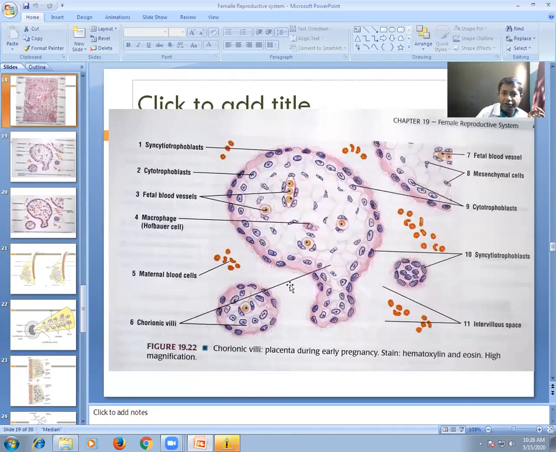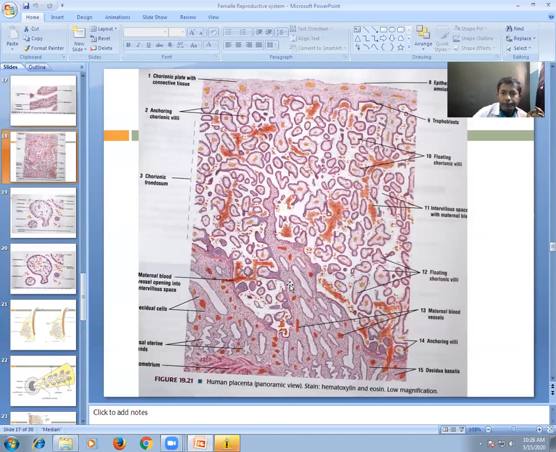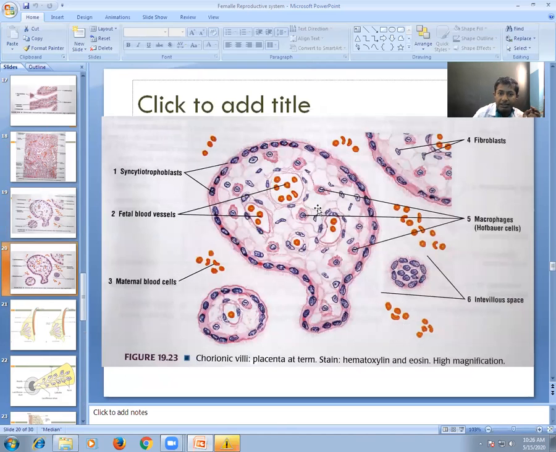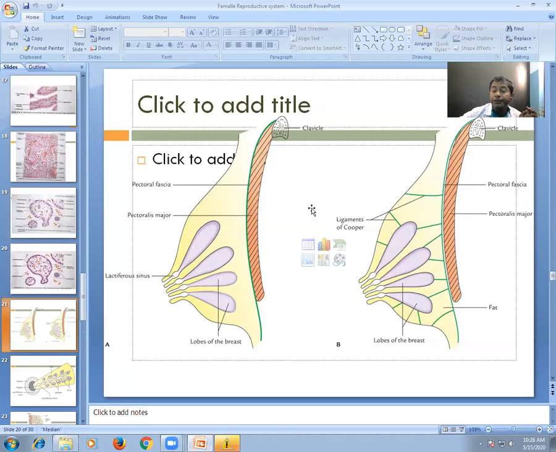Same thing we finished just now. So you can see here, this is the chorionic plate, these are the anchoring villi, and these are the floating villi. In between you will get the maternal blood. This is the structure of the tertiary villi, syncytiotrophoblast, cytotrophoblast, and innermost are the maternal fetal blood vessels which are supplying. Okay, so that's it regarding the placenta.